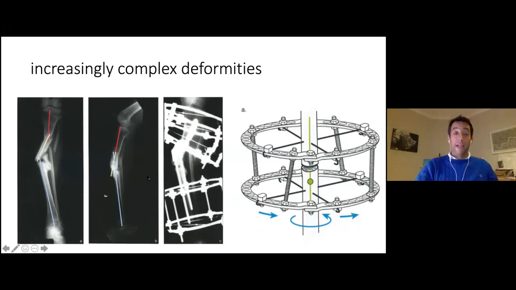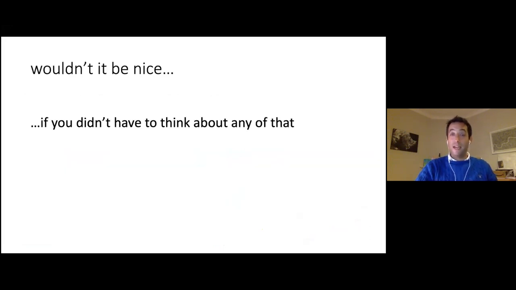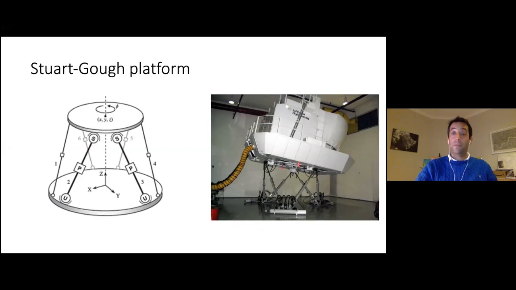The problem with it is, the more complex the deformity, the more complex the frame, and at some point the frame becomes unmanageable for both surgeon and patient. So wouldn't it be nice if you didn't have to really think about any of that and you could address all of those things in one go? And that's what a hexapod does. It's still an Ilizarov frame.